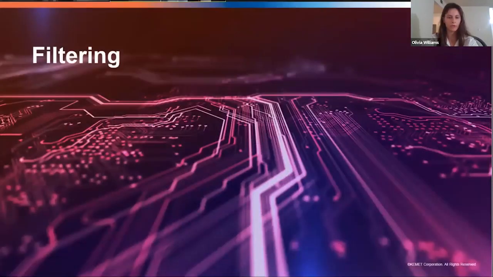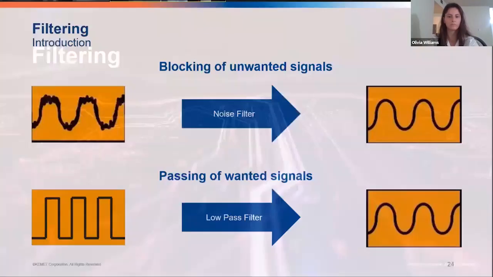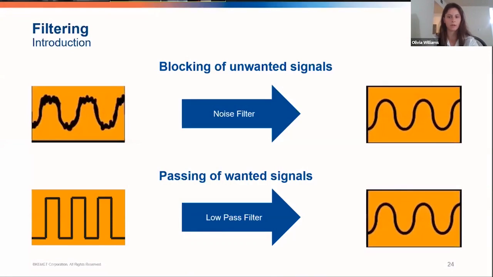So that wrapped it up for the decoupling. Now we're going to look at the flip side of the coin, where we're going to go over filtering. So what's our aim with filtering? Well, a few things, but 2 basic ones that we see here. We want to block any unwanted signal, or we want to pass along a desired signal.